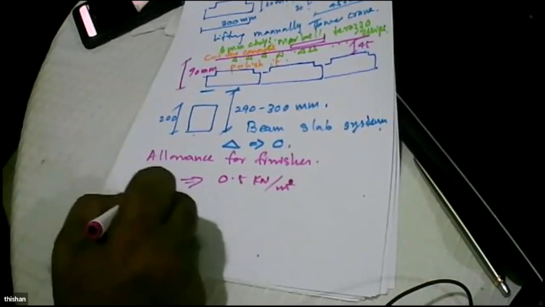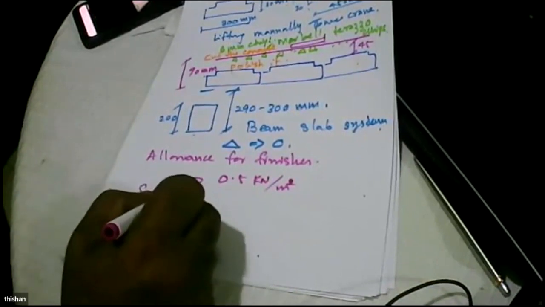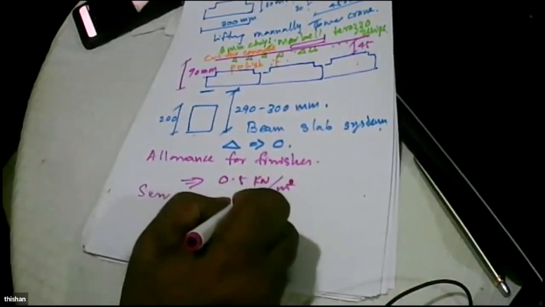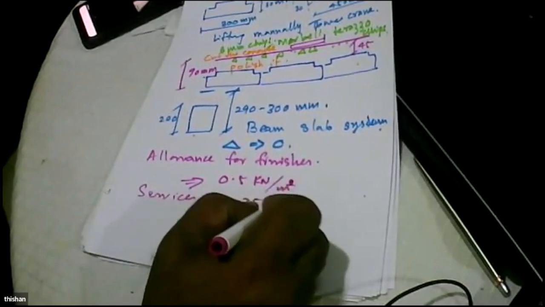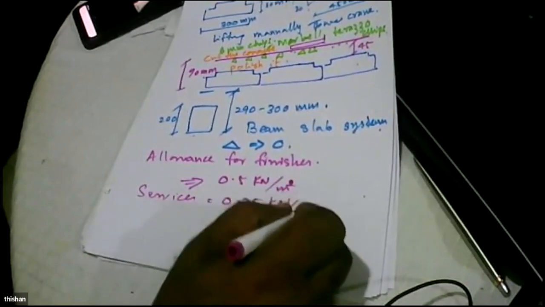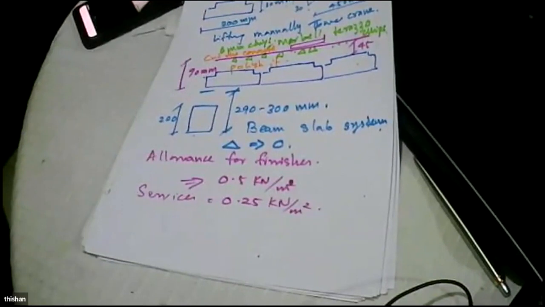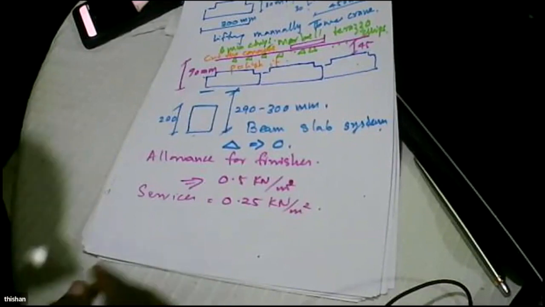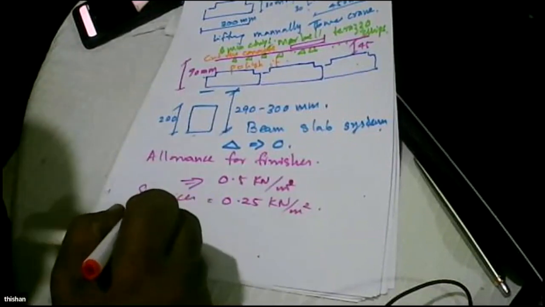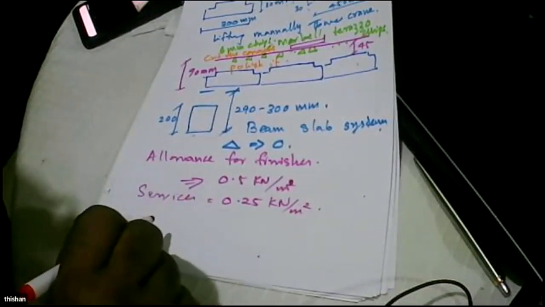Now we know the allowance for finishes. Services can be over 0.25, because in a house or apartment we don't have a lot of services, but we can make a small allowance. Generally, in houses, we don't make allowance for partitions because we are not going to partition the house.